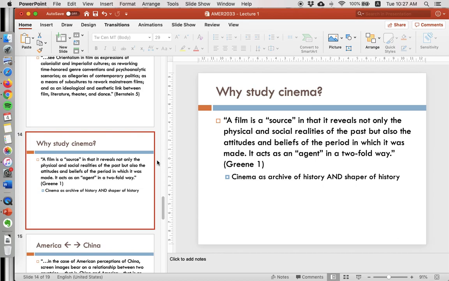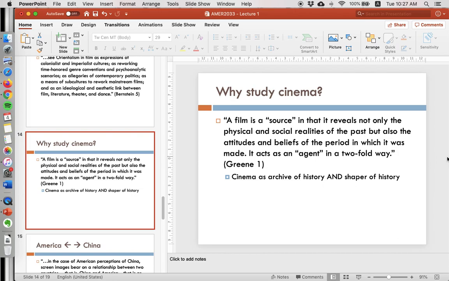So instead of seeing it as, oh, this is an objective representation, or seeing it as just an example of dominance and racism, she's arguing that you can see it as a way of understanding the conflict, but also the relationship and negotiations and agreements between the U.S. and China. Okay, so she's saying that, and this is very important, it's not just a way of understanding that history, but also understanding the way that it shapes history too.